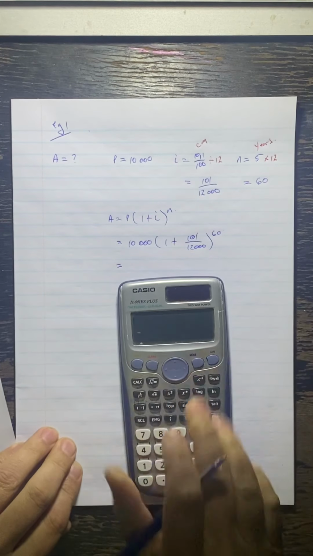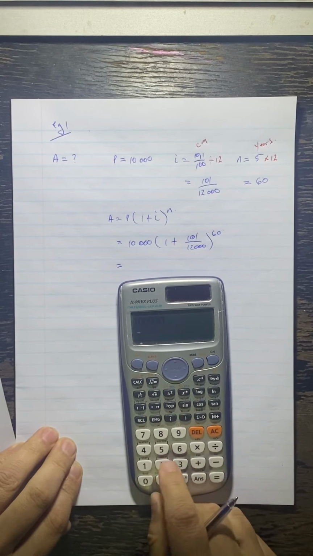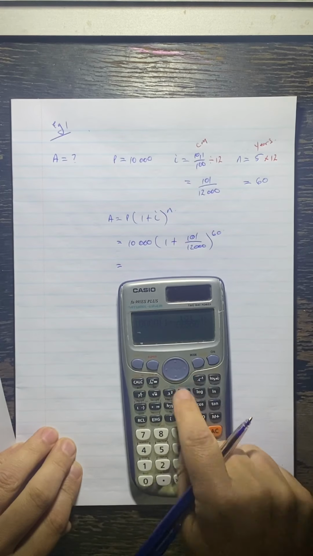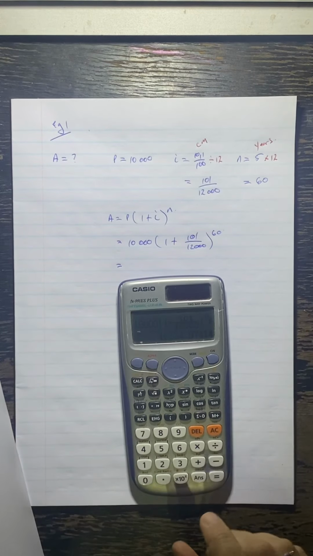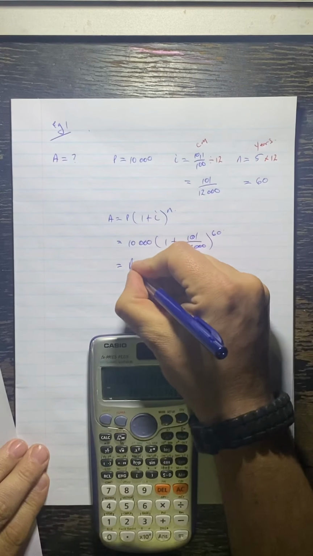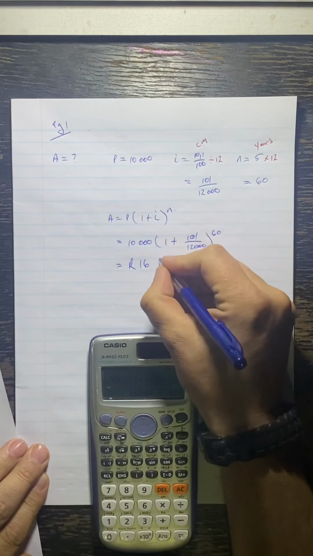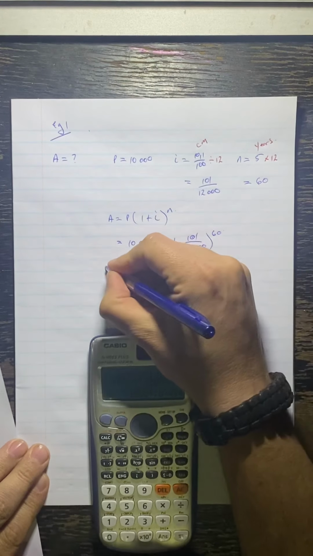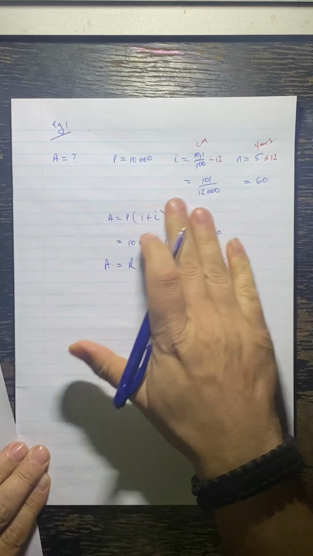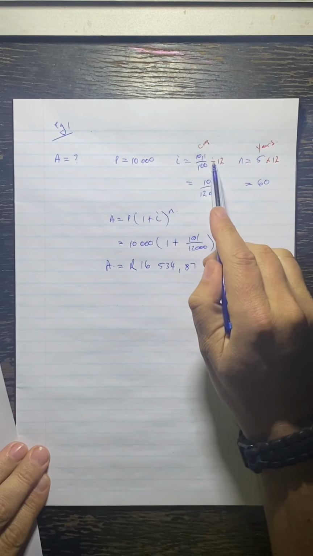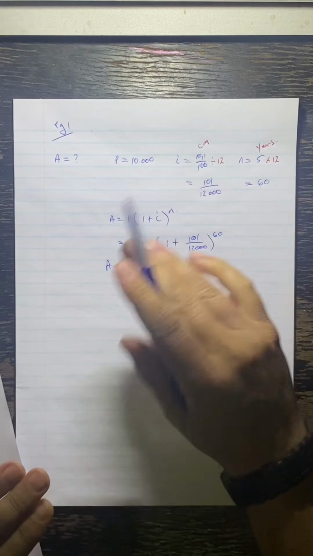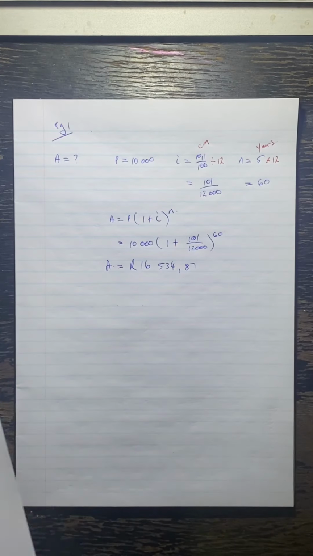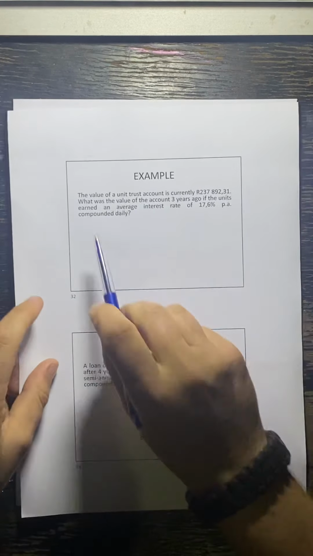You can just plug this in on the calculator, guys. And we get a final value of 16,534 Rand and 87 cents. Okay, so as easy as that, guys. Always divide your interest by the compound period and multiply the n by the compound period. Okay, so let's have a look at example 2.